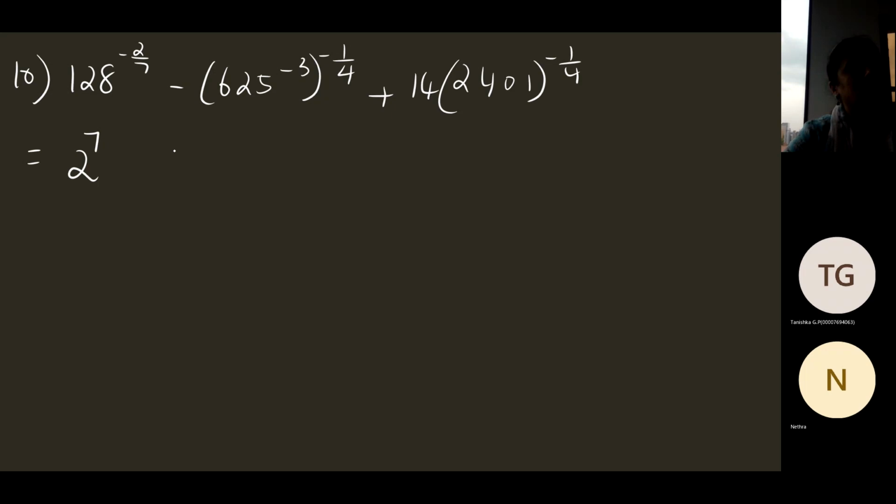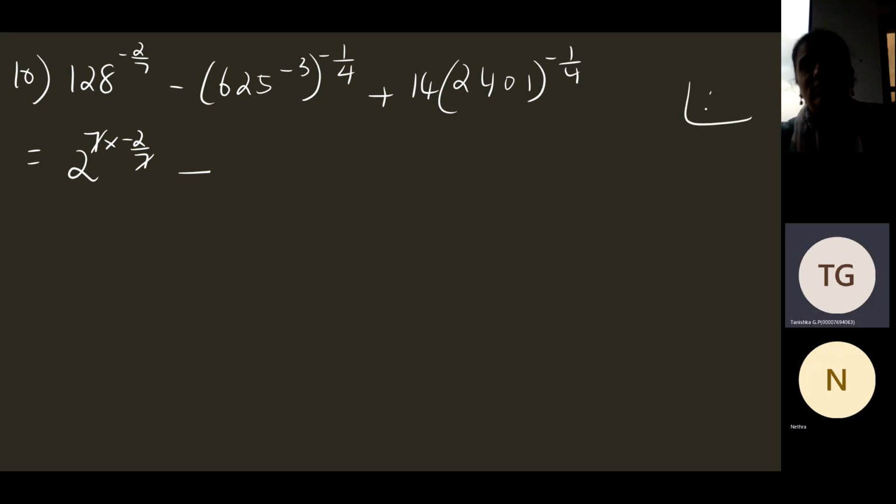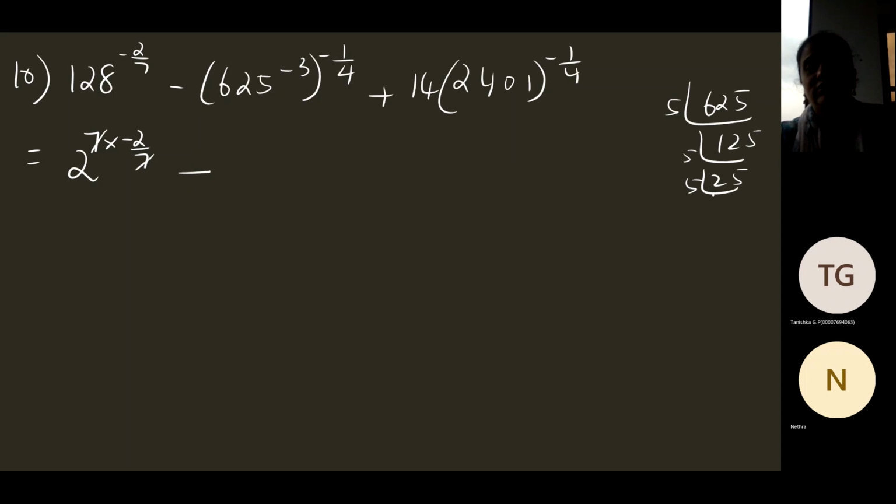What do you do with that? Multiply into minus 2 by 7. So the 7 and 7 will get cancelled. Then minus 625 is what? 5 to the power 4, because 5 times 125, 5 times 25, 5 fives, and 5 ones. So it's 5 to the power 4. But there are already 2 powers, so multiply them, into minus 3 into minus 1 by 4.